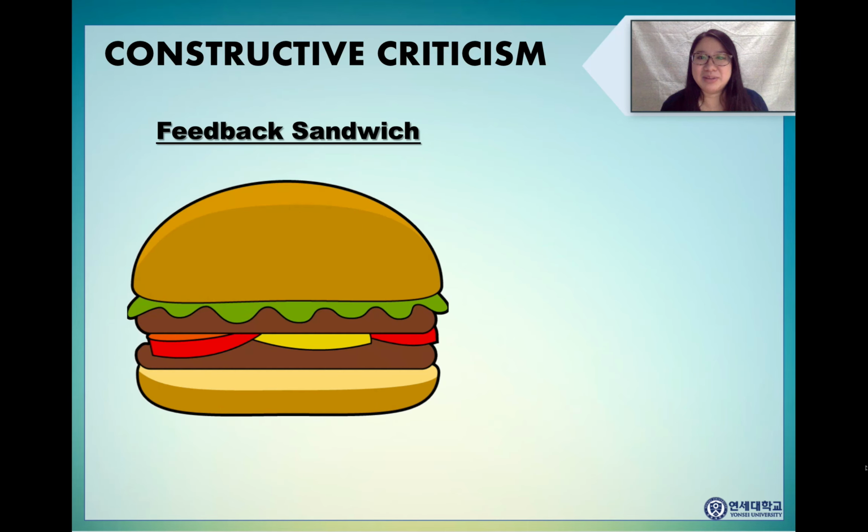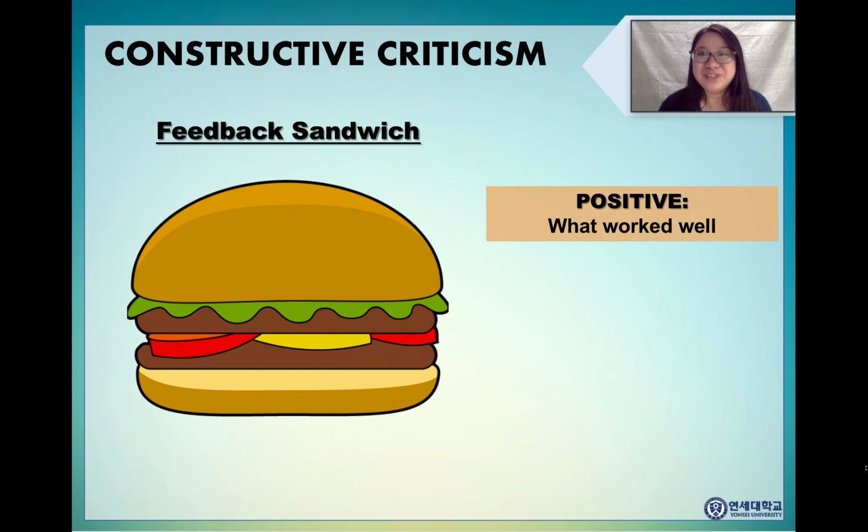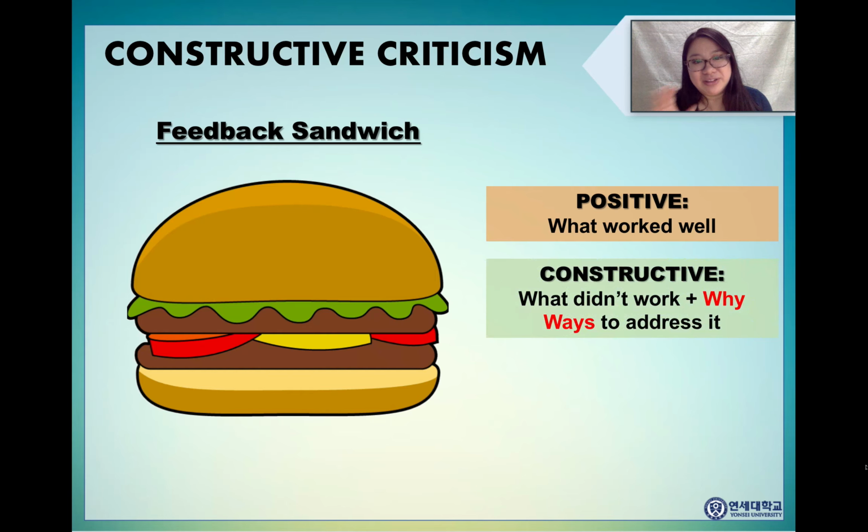So, how can we apply constructive criticism in the workplace? We can use something called the feedback sandwich. This is a very common term in the work world, and the feedback sandwich is pretty simple. First, we put the first piece of bread, and we begin with something positive. We give a compliment and talk about what worked well. Then we put the real meat in the sandwich. This is the constructive part.